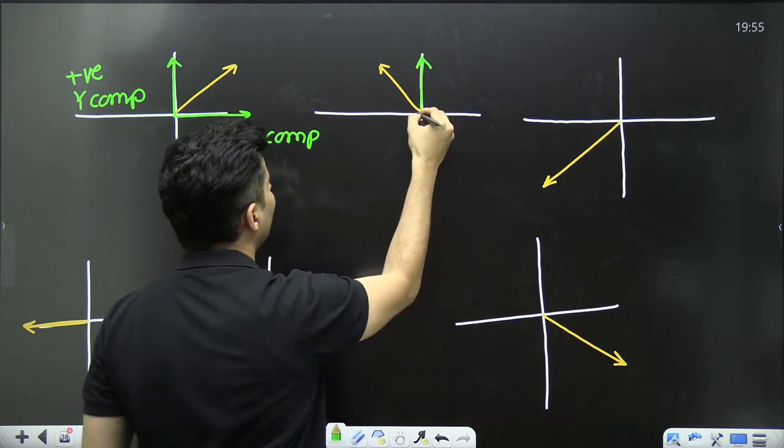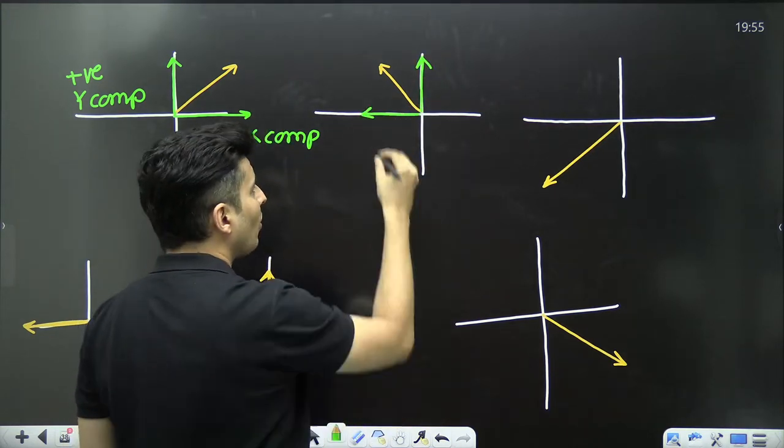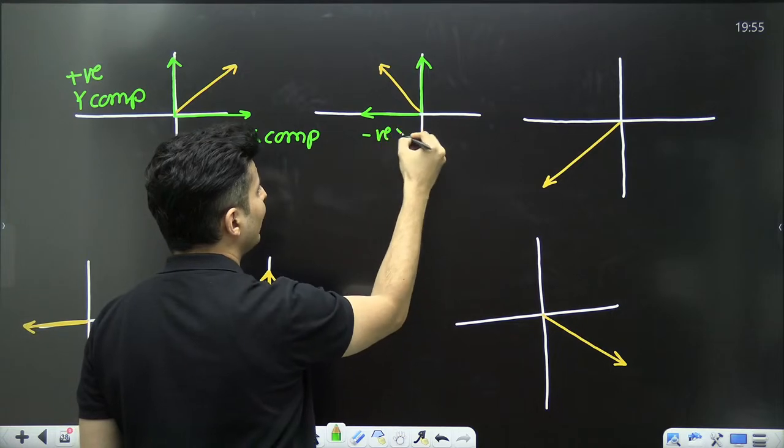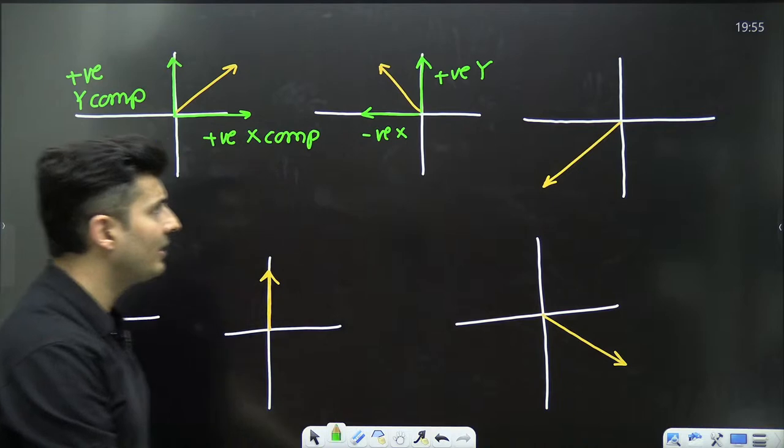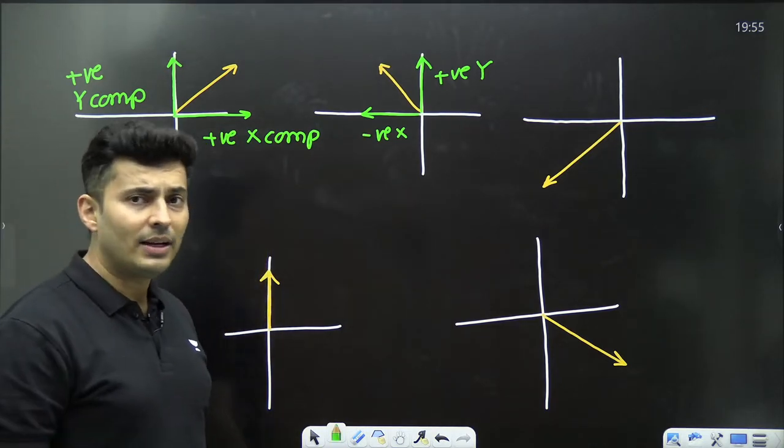Great. In this case, how will the components be? One component will be here. One component will be here. What will this component be? This will be negative x component. This will be positive y component. Agree or disagree? Positive y, negative x, everyone with me?